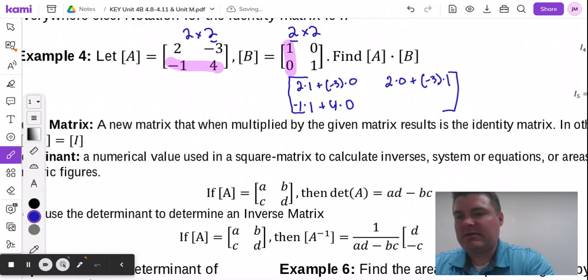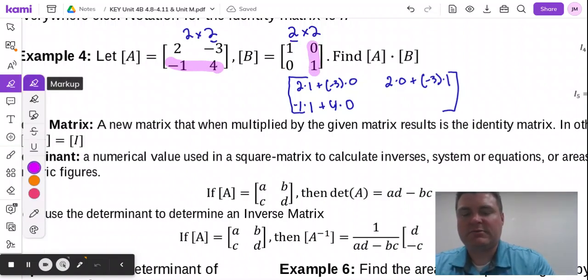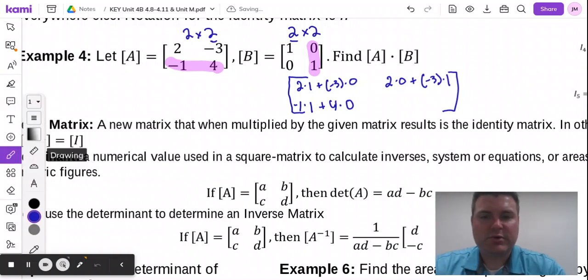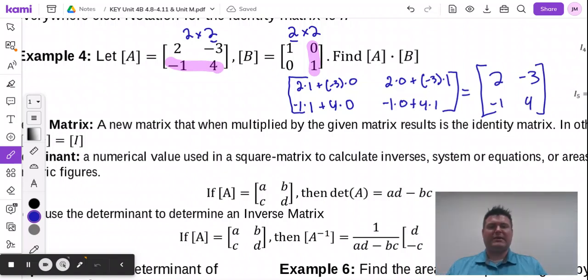And then if I change it up now, I'm looking at this one. It's going to be negative 1 times 0 plus 4 times 1. When I do this, I do end up with 2, negative 3, negative 1, and 4. So you multiply that by the identity matrix, you'll get the same thing.